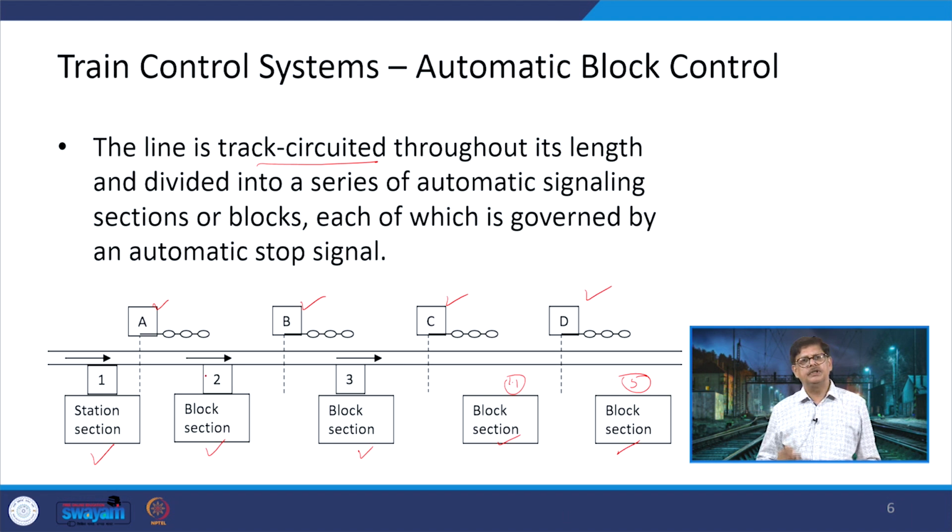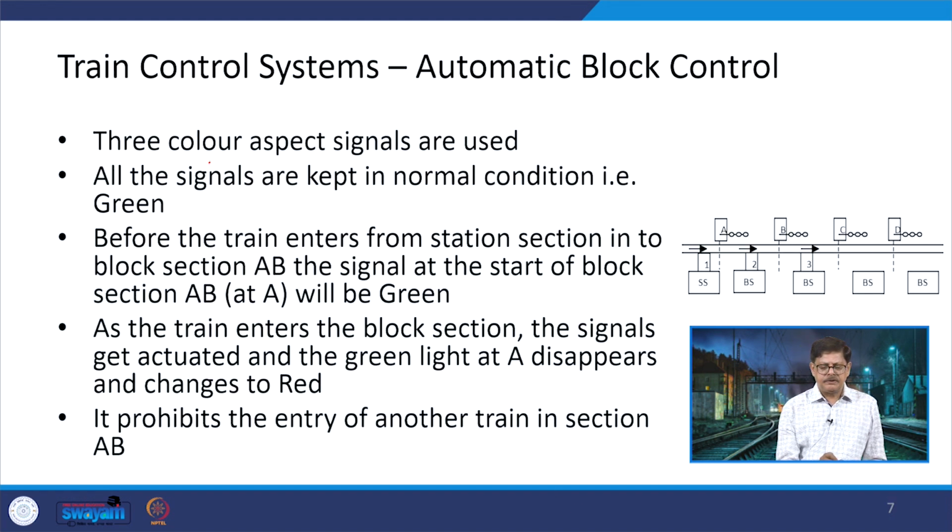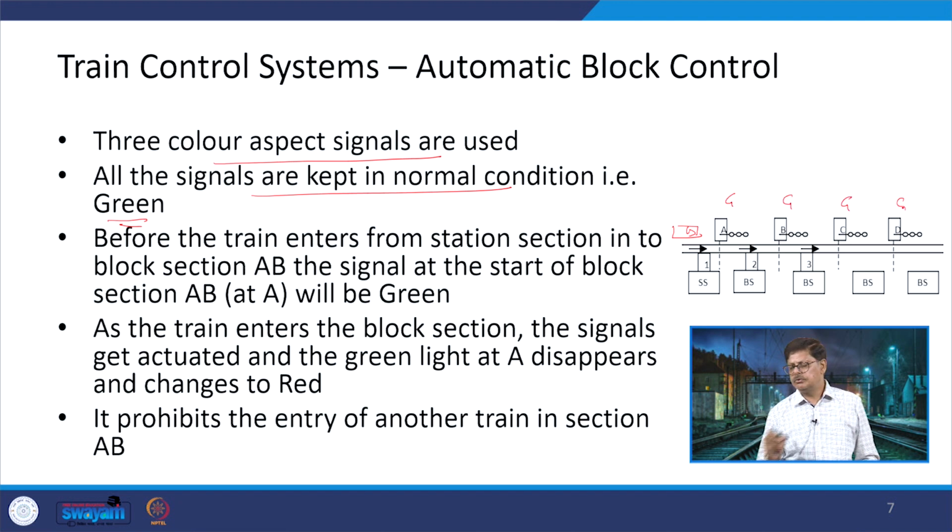Now, when the train is going to move in these particular sections, the automatic stop signals which are provided as A, B, C and D are going to function by themselves because they are connected to those circuits. So, the 3 color aspect signals are used. All the signals are kept in the normal condition, that is green. That means the authority to move into the section is already given. So, when the train is somewhere here, all of these are put to the green condition. That is the normal condition which is generally used when we are talking about multi-aspect color signals.